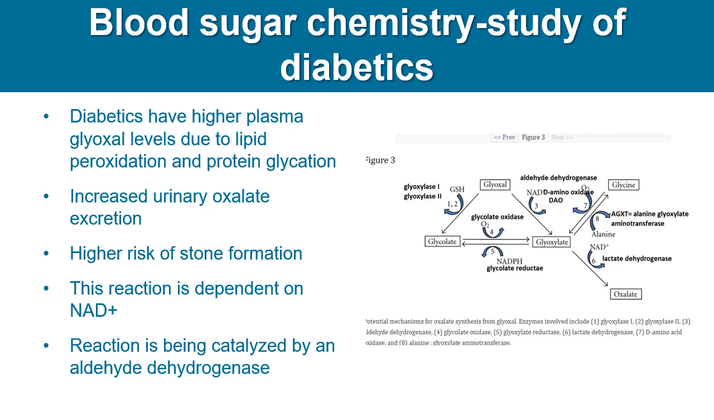So there's evidence, both inferential and direct, that glyoxal is involved in endogenous oxalate synthesis. I said this earlier, but they actually were able to get the inferential evidence studying diabetics, and I found this very interesting. Diabetics have higher plasma glyoxal levels, and they believe this is due to increased lipid peroxidation and protein glycation, as well as increased urinary oxalate excretion. And interestingly, they also have a higher risk of stone formation.